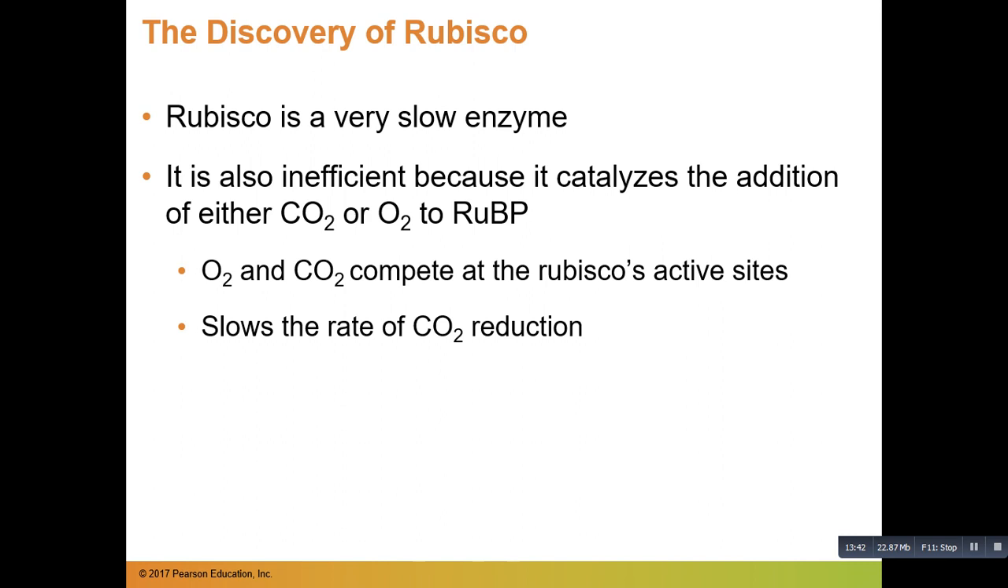However, they have found out that this isn't entirely useless, that when oxygen binds to RUBP, it does produce different products that are used for plant growth and development. So the oxygen and the carbon dioxide are going to compete with each other at the Rubisco's active sites. And if O2 binds to the active sites, then it's going to slow the rate of CO2 reduction. Therefore, it's going to slow the rate of sugar production.